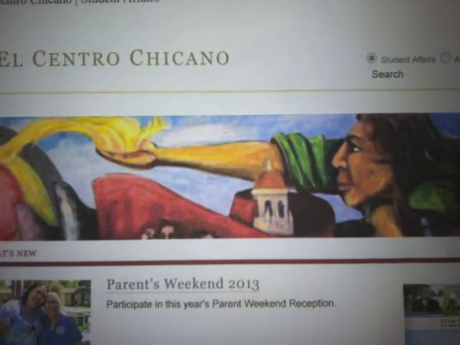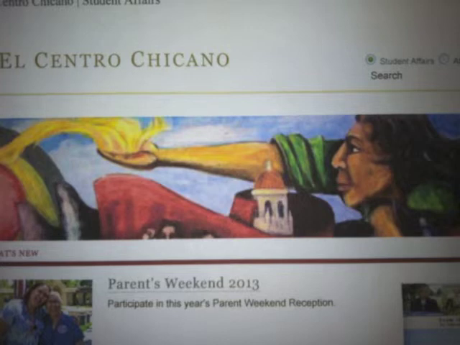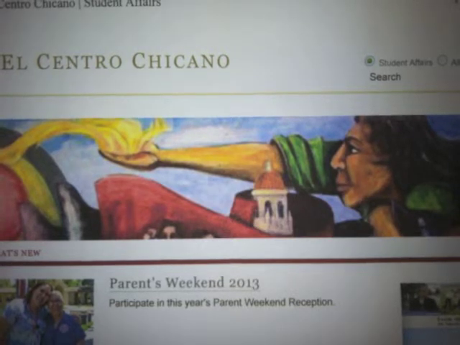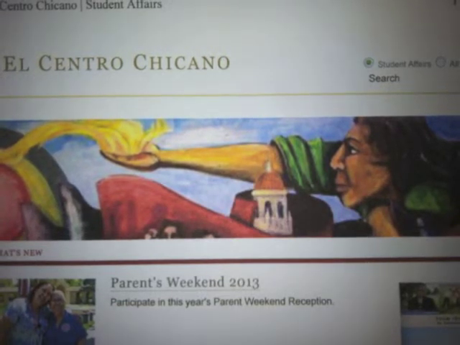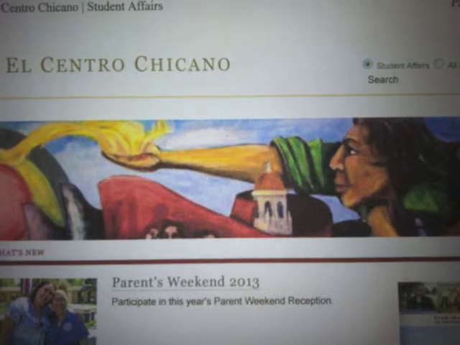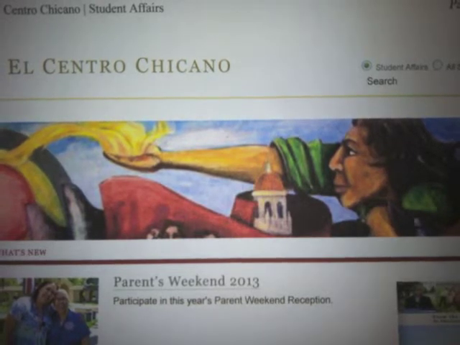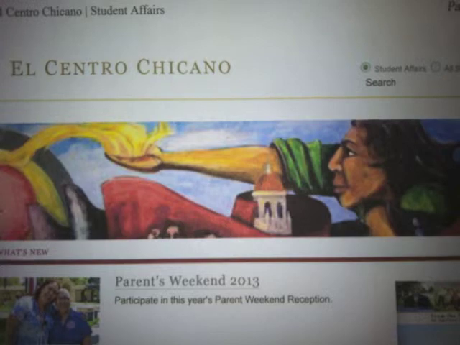Old Union and nearby buildings house the ethnic and cultural centers, including El Centro Chicano, the Black Community Services Center, Asian American Activities Center, Native American Student Center, the Women's Center, and the LGBT Center.